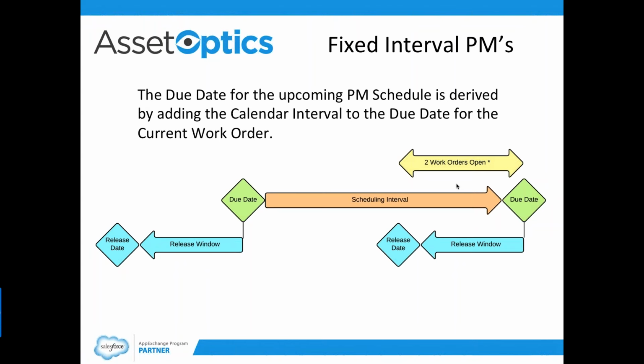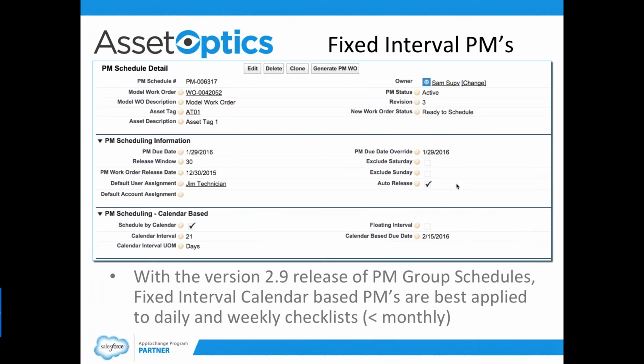So with fixed interval schedules, you get no variance. The system will just keep cranking out work orders even if you don't complete the prior ones. So how do you specify a fixed interval PM? Well, it's rather easy. You deselect the field called floating interval. And again, it takes the calendar interval in unit of measure and adds it to the due date for the preceding work order to get to the due date for the next one.